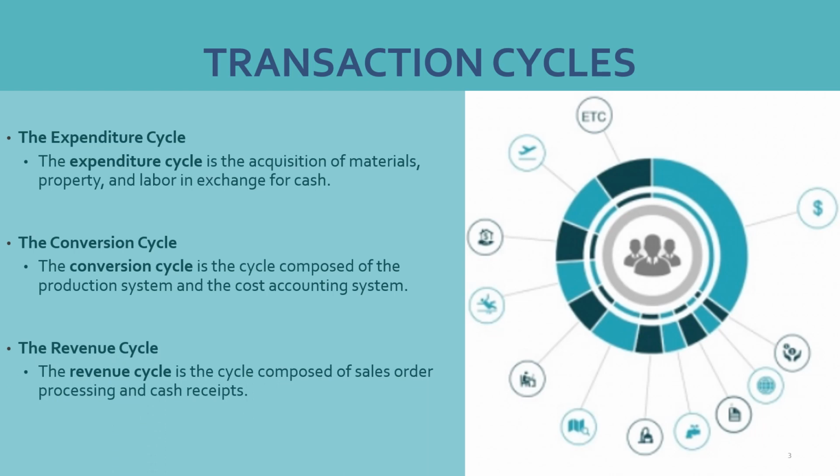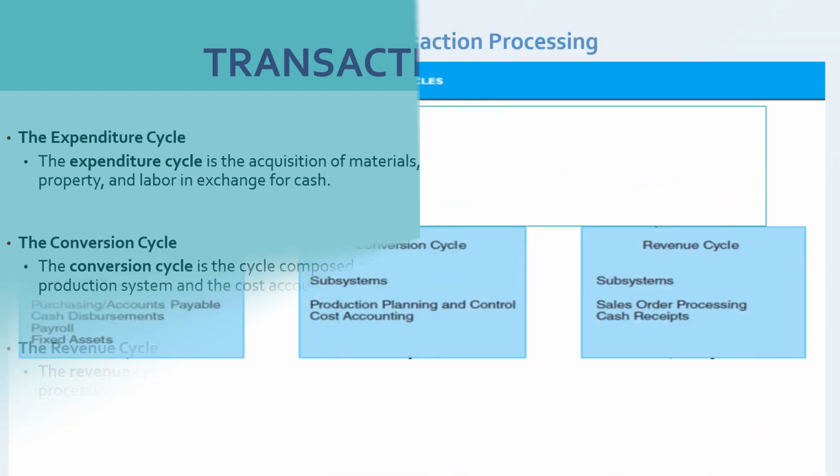Then we have the last one, the revenue cycle, which is composed of sales orders, selling the finished goods or services to the customers, and then receiving cash. It is good also to discuss the relationship between those three, and the next slide will explain it better with a diagram.